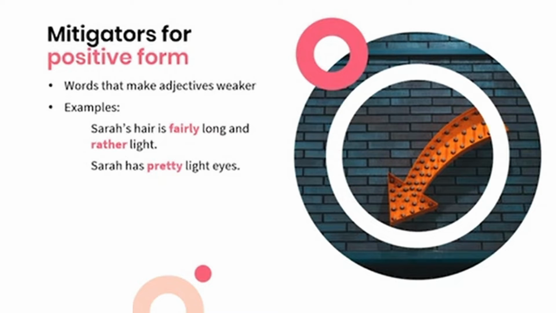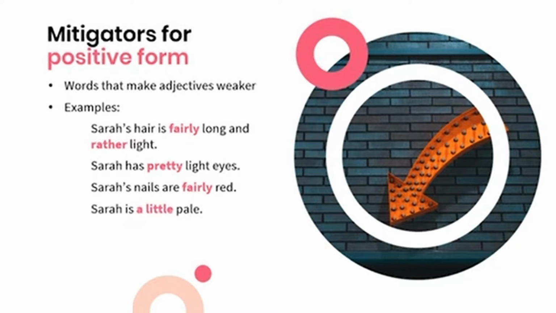Sarah has pretty light eyes. The mitigator pretty shows that Sarah's eyes are light, but it's nothing to write home about. We can say that the mitigator downplays the adjective. Sarah's nails are fairly red. Her nails aren't bright red, but I suppose they do slightly resemble the color red, so they're only fairly red.